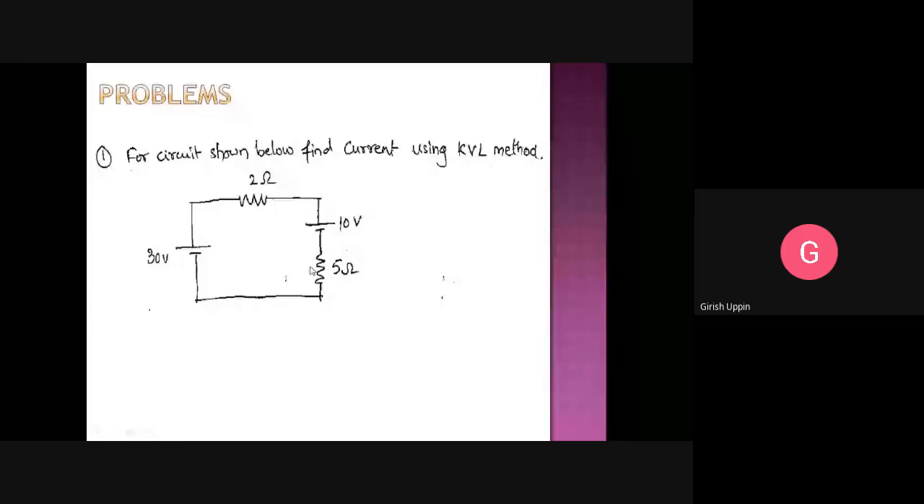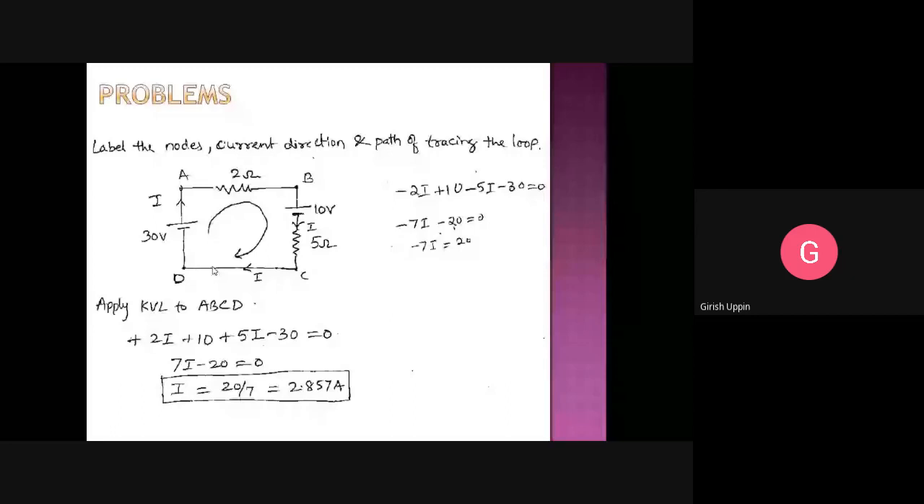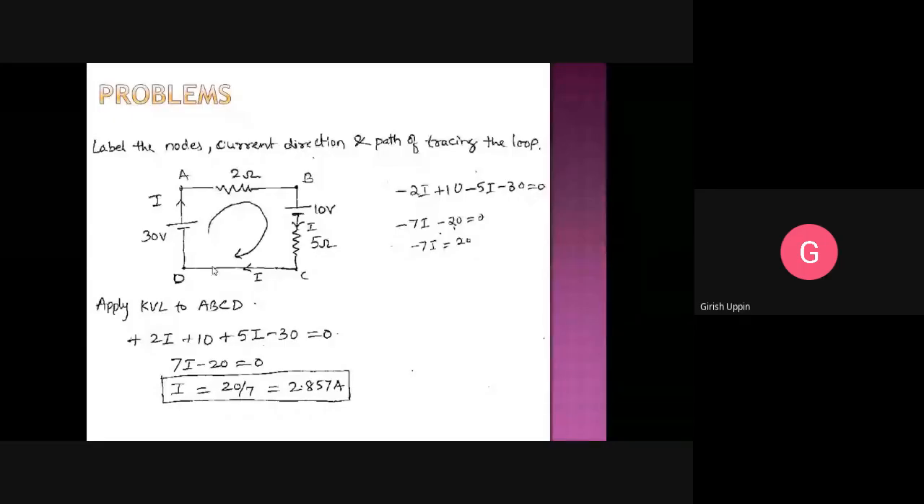The way you want to mark the node is up to you. There is no one specific way to do it. Whatever way you want, you can do it. Same for the direction of the current. You can choose any direction. If you have a doubt how to select the direction, select any direction. If that direction is correct, you will get the answer for that current as a positive value. If that direction is not correct, you will get the answer as a minus value. A minus value will indicate the direction of the current is opposite to what you have marked. That's it. So nodes are marked, direction of tracing clockwise.